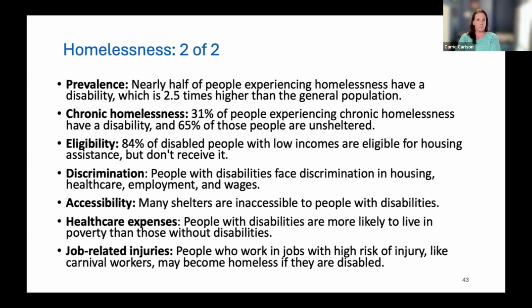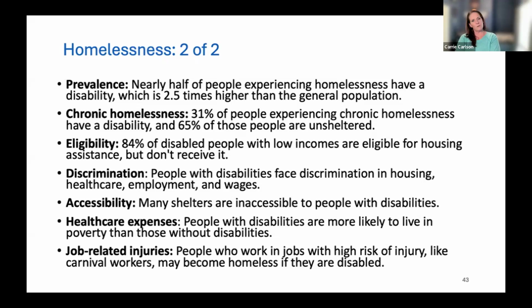There are many different reasons for that. Discrimination, people with disabilities face discrimination in housing, healthcare, and employment and wages. Accessibility, many shelters are inaccessible to people with disabilities. And yeah, healthcare expenses, right? People with disabilities are more likely to live in poverty than those without disabilities.